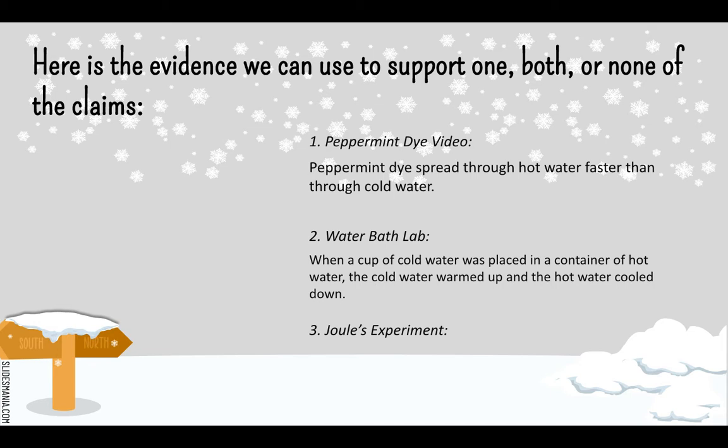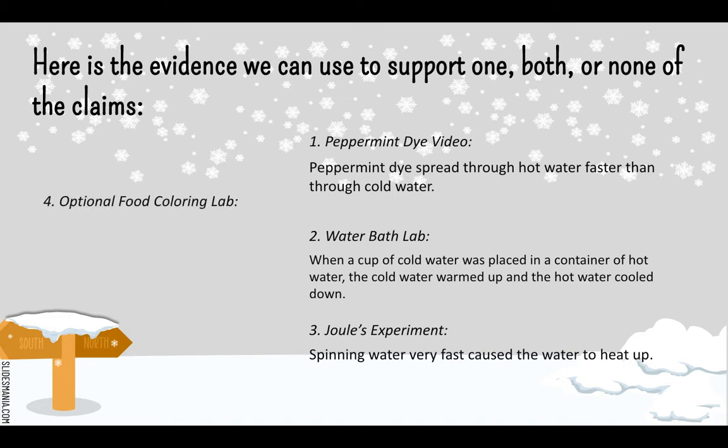And then we read about James Joule's experiment, and that's where he discovered that spinning water very fast caused the water to heat up. Now, if you were in school Monday, November 30th, you got to see the food coloring lab or the demonstration. If you were not here, that was at the end of the video, and I gave you the instructions, and you had the option of doing the food coloring lab. Our conclusion from that is that we saw that the food coloring spread through the hot water faster than it was able to spread through the cold water.